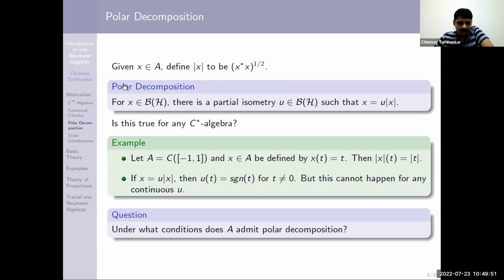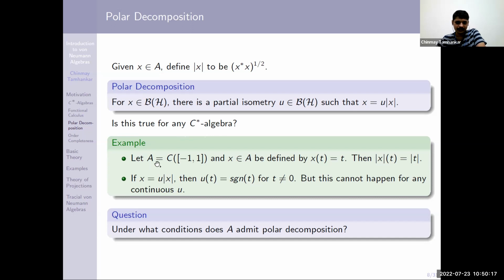Okay, so now what we have is the theorem of polar decomposition. Given any x in B(H), the result that we have is that there exists a partial isometry U in B(H) such that x can be written as U times |x|. So the natural question to ask is, can this happen for any C-star algebra? And the answer is no.